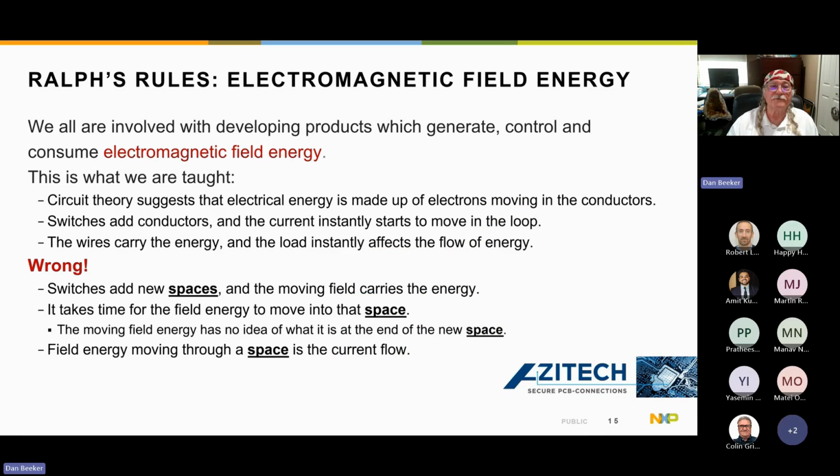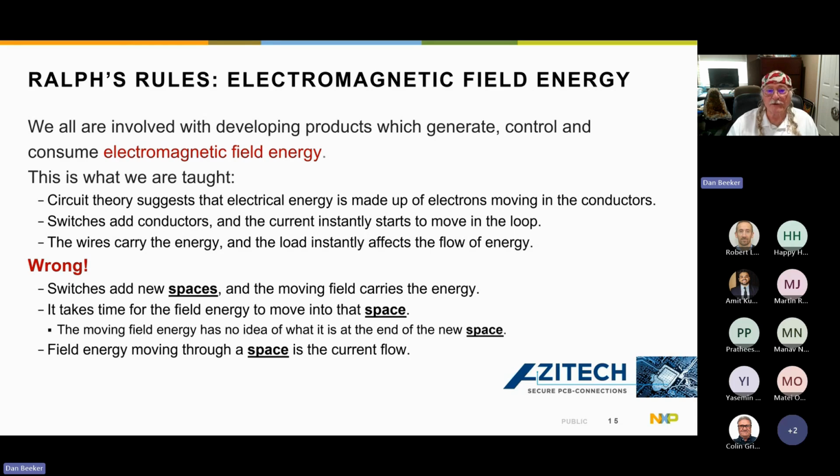We are involved with developing products that generate, control, and consume electromagnetic field energy. We were taught this about electrical energy being made up of electrons moving in the conductors. You turn on a switch and the current starts to flow in a loop. The wires carry the energy and the load sees the energy instantly. That's not what happens. There is no loop. There is no return current. The energy goes from where it is to where it has to go.